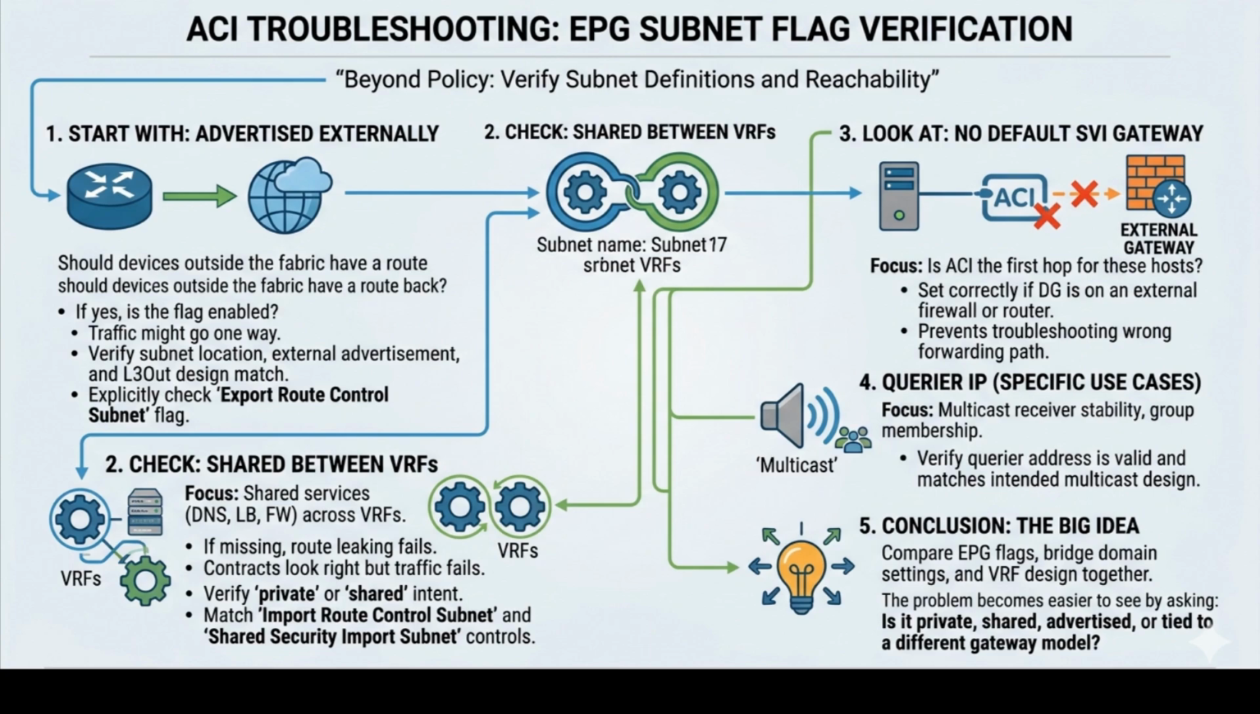Then look at no default ACI gateway. Check if ACI should be the first hop for the host. If the default gateway is on a firewall or another device, ensure this setting matches. Otherwise, you may troubleshoot the wrong path.